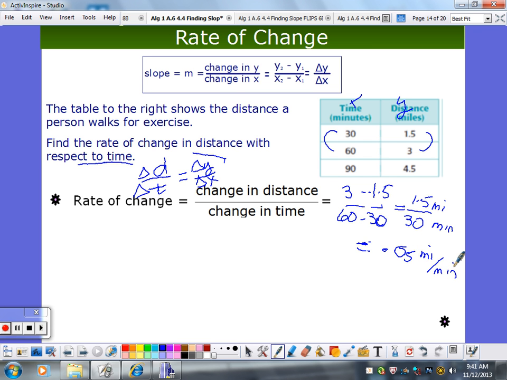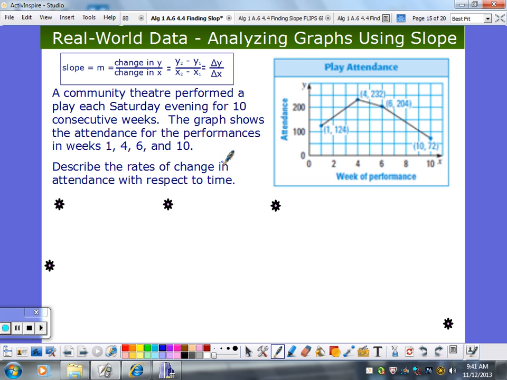I found the velocity, right? I found the speed that this person is going based on what? That's pretty good walk. It's not bad. Let's look at another one. This one, I like this one. This tells a little story.